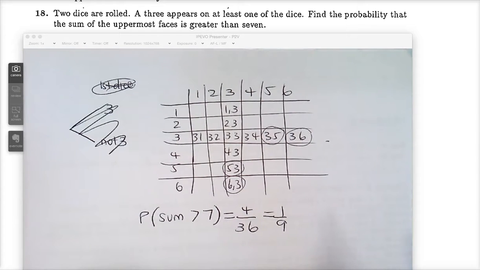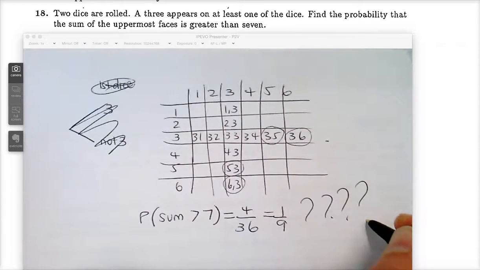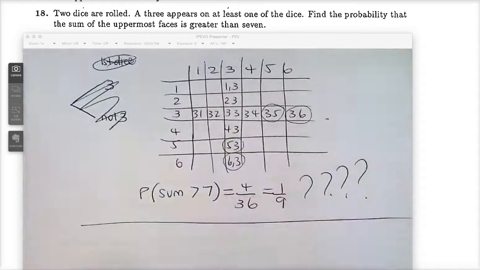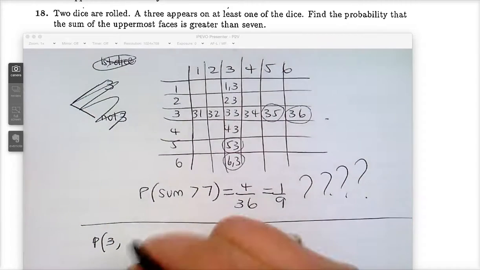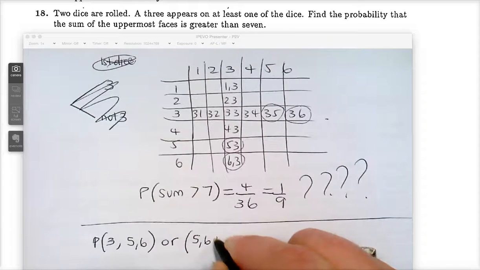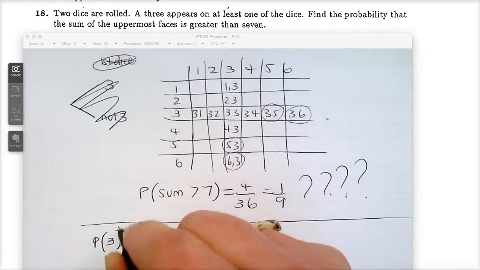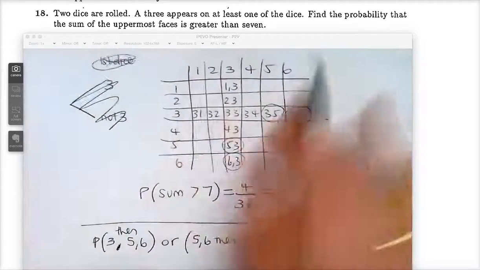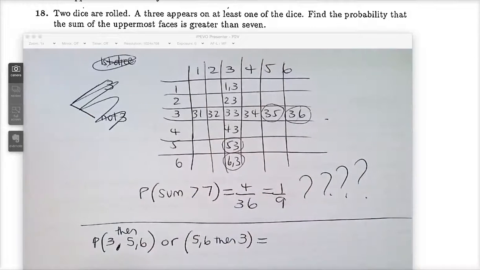But we don't know that it's already on the first one or the second one. So I want to do it another way. I'm not sure if that's right. I was really having doubts with that. So you've either got a 3, and then it has to be a 5 or a 6. Or you could have a 5 or a 6 and then a 3. I'm really worried about that way. 2 dice are rolled. You could get a 3 on the first die and a 5 or a 6 on the second.